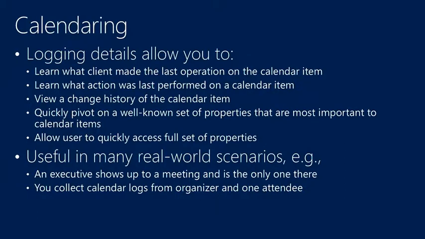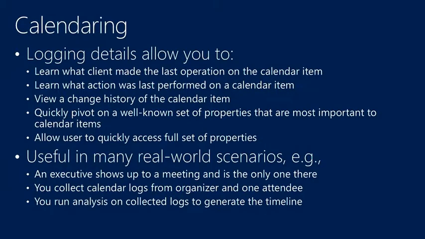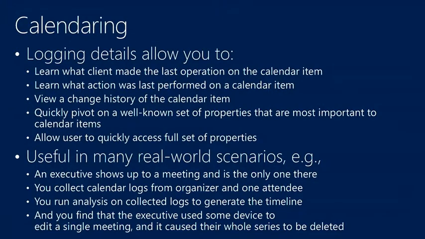And once you have these calendar logs, you can use them to generate what we call a timeline. That timeline literally breaks down all of the activity on those calendar items and shows you who did what, when, and where. In parsing these logs and building this timeline, what you actually find is that this executive manipulated a meeting series with their device, and in doing so, basically changed the meeting series, removed it from everyone else's calendar, but kept it on their own. And using these logs, we were able to determine that.